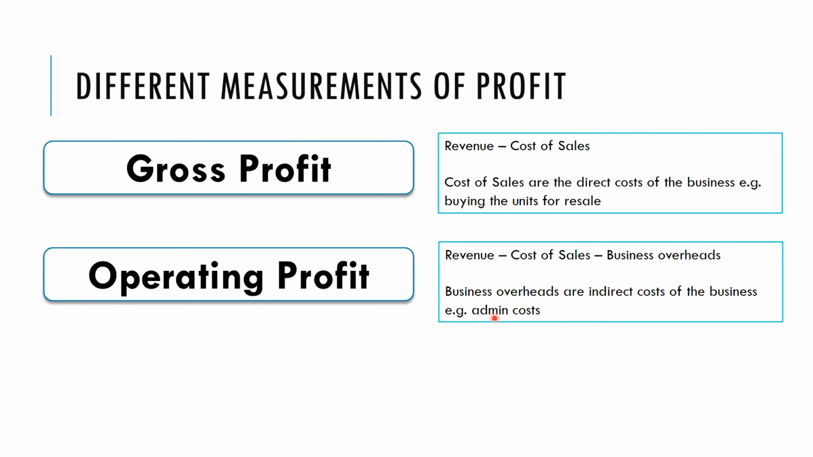So things like administration costs. So in our t-shirt business, we have revenue from the t-shirts, we subtract the cost of making the t-shirts or buying them in, but we'd also subtract any other regular costs that the business incurs, such as maybe some administration staff, the salaries we pay them for answering the phones and dealing with emails and so on. So that's our second type of profit, operating profit. Profit comes from the business operating as a whole.